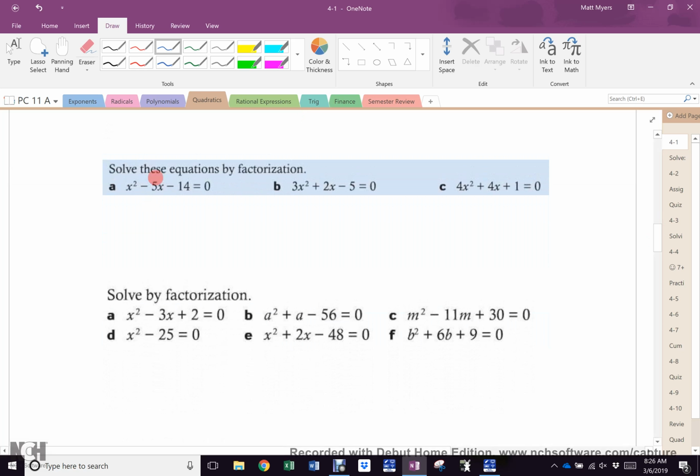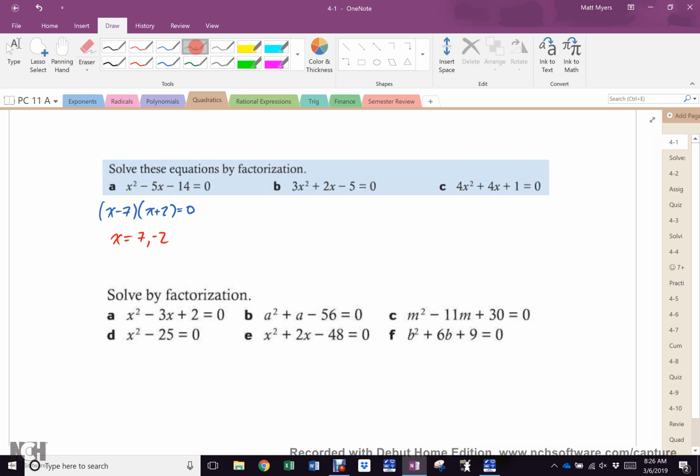What's this first one? X minus 7, x plus 2. So what does x equal? 7 and negative 2.